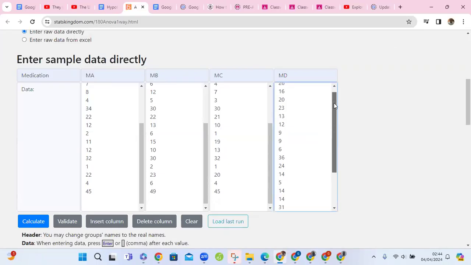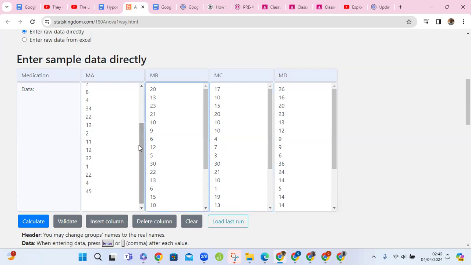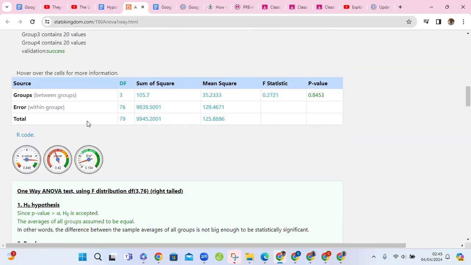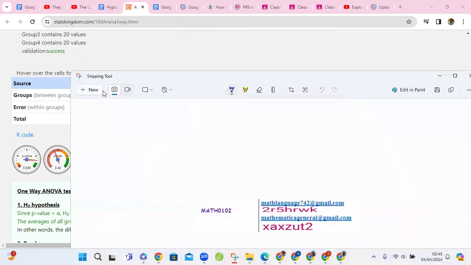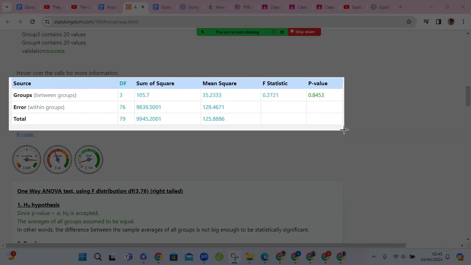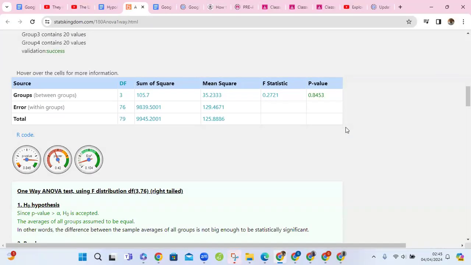So now we have our data inputted into the software. We can just click on calculate. And here we have the classic ANOVA output. You have the degrees of freedom, 2 of them, numerator and denominator. And we got the p-value and we got the F statistic. So we can copy this, using the snipping tool, and paste it in our work.